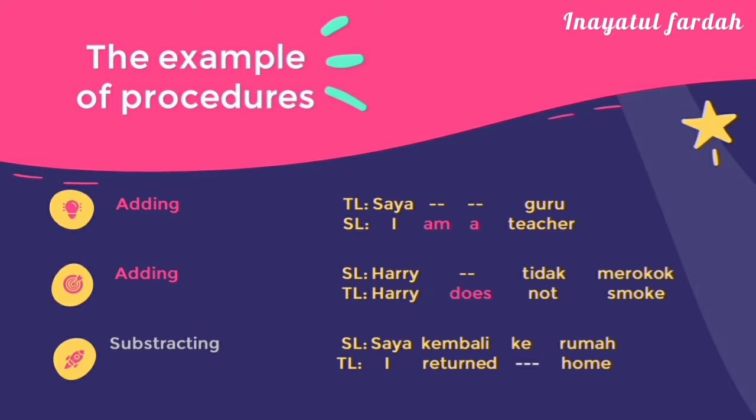Okay, the third example is subtracting. The source language is "saya kembali ke rumah", and then the translation or target language is "I return home". So the word "ke" is subtracted in the translation.